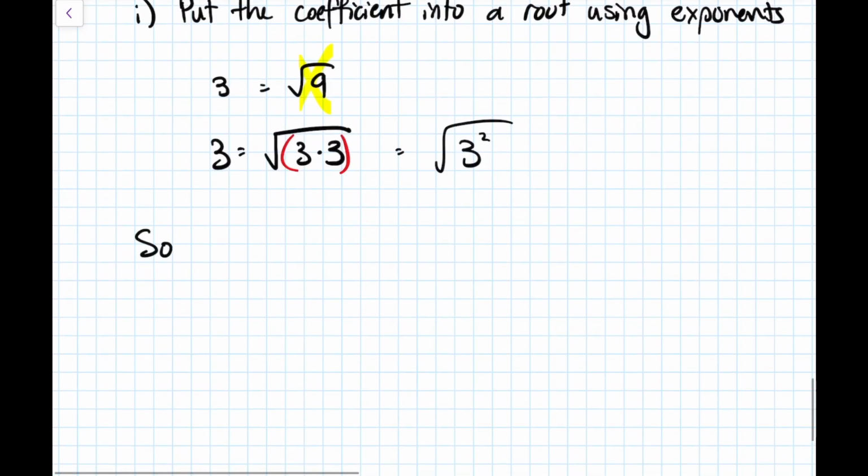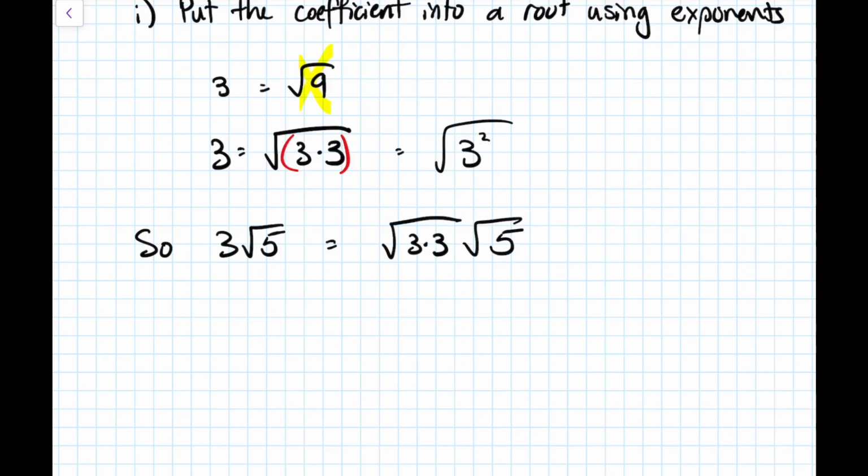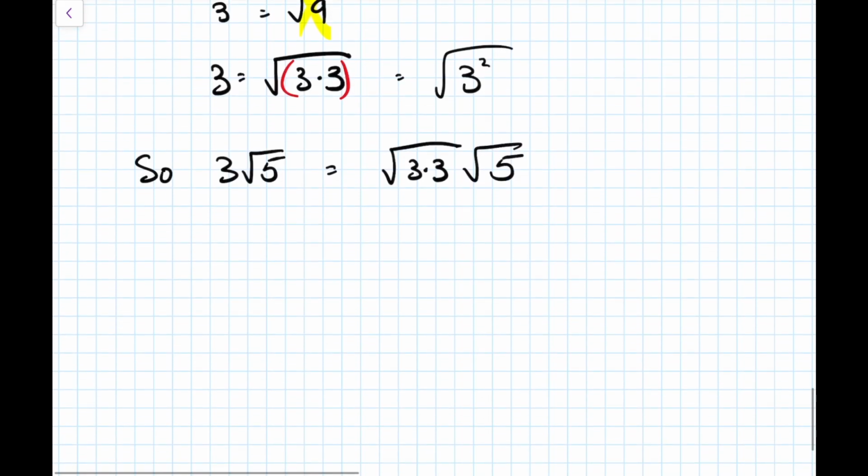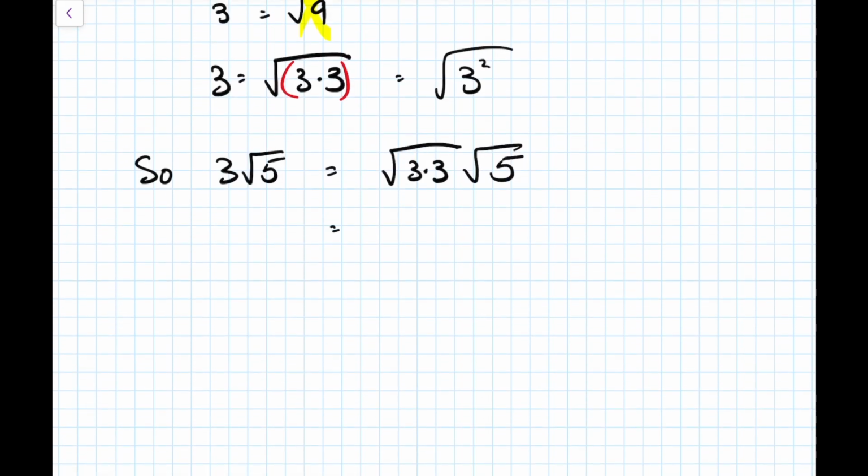So 3 root 5 becomes root 3 times 3, and then root 5. So, right, the 3 gets put into a root, which is root 3 squared if you want. I'll throw it in there as a step, although you don't have to. Or root 9. So we take the thing on the outside, we turn it into the appropriate square root.